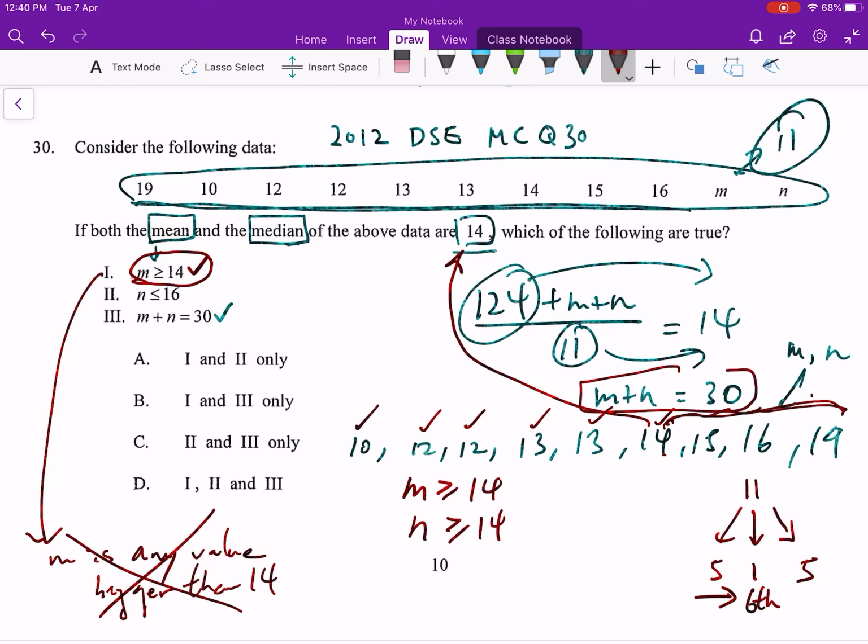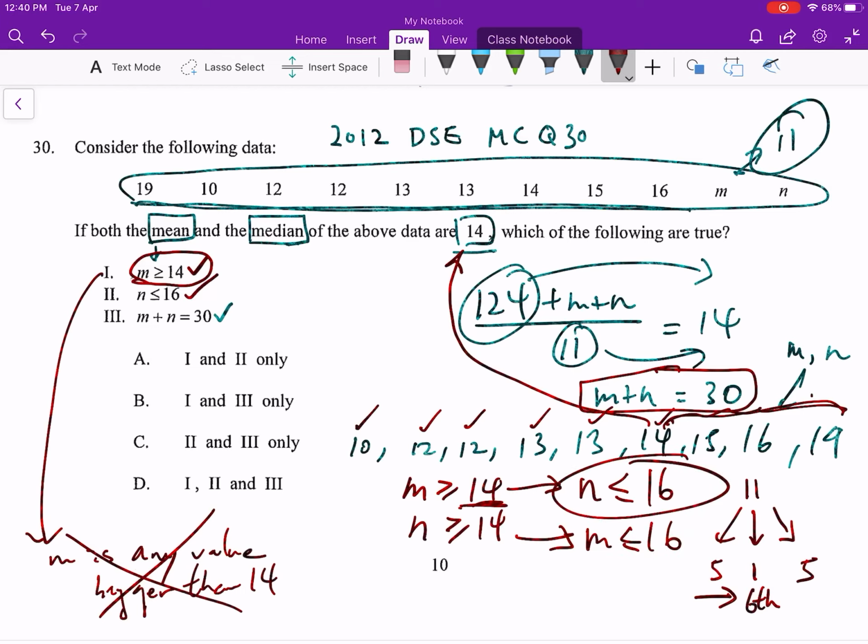But take a look at another restriction. Because m plus n is 30, if one of the numbers is bigger than or equal to 14, then what is the other number? When m is bigger than or equal to 14, then n must be smaller than or equal to 16. And when n is bigger than or equal to 14, then m must be smaller than or equal to 16. So you can find this one right here, the second one.